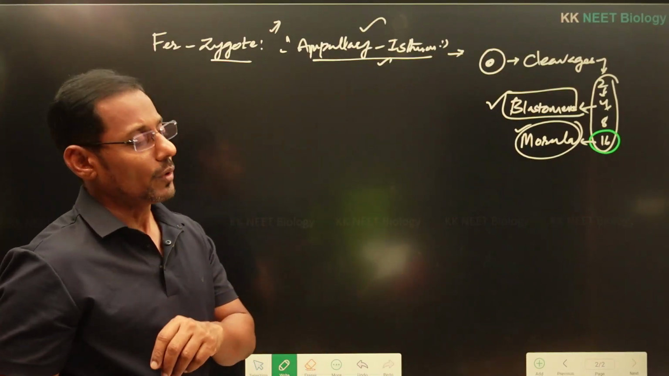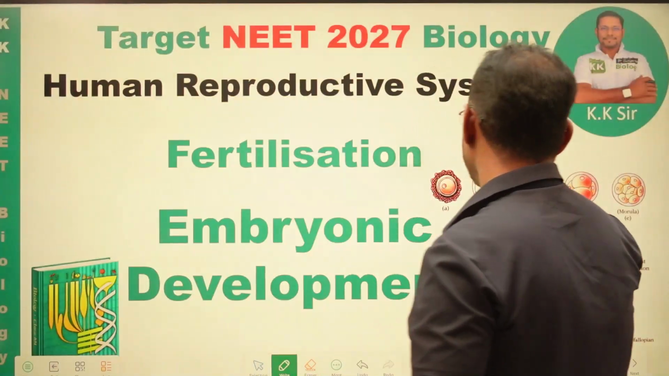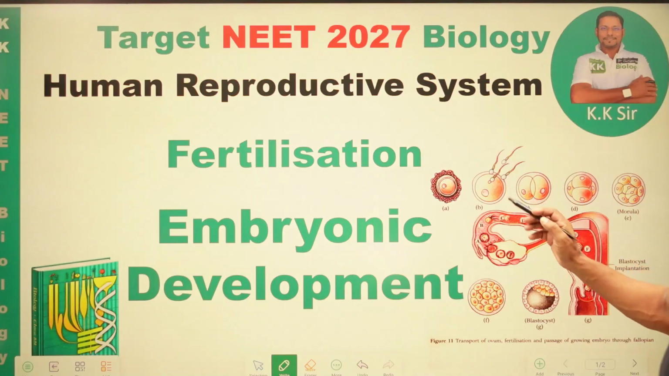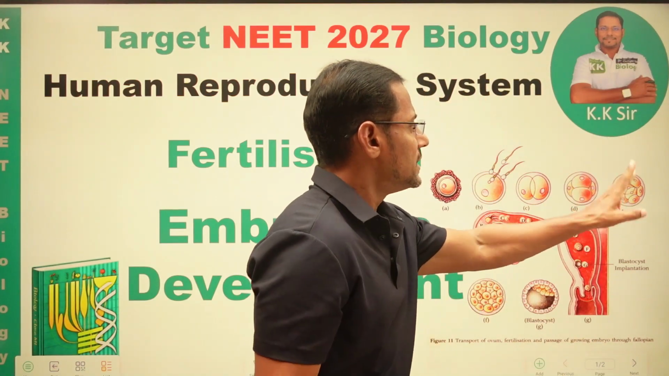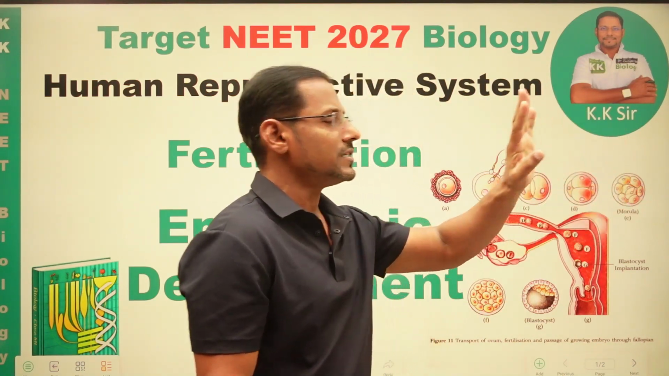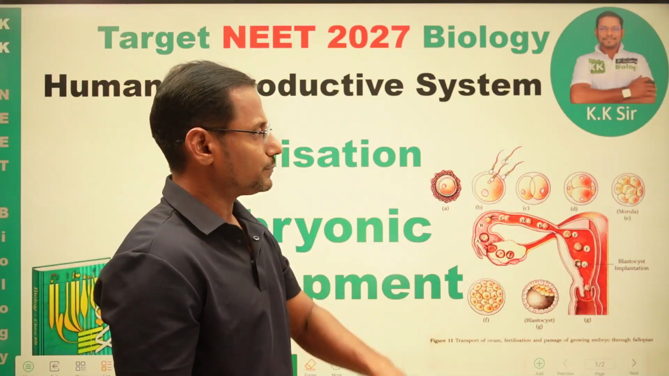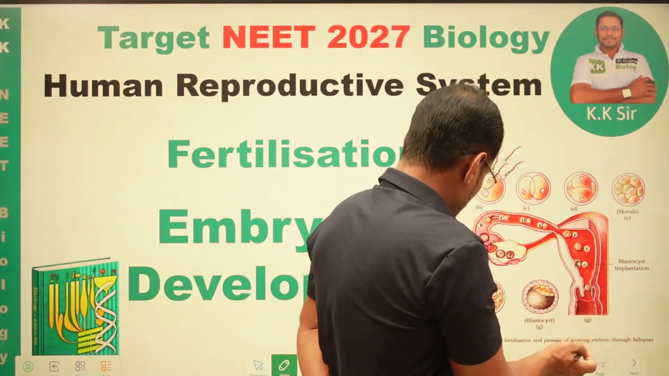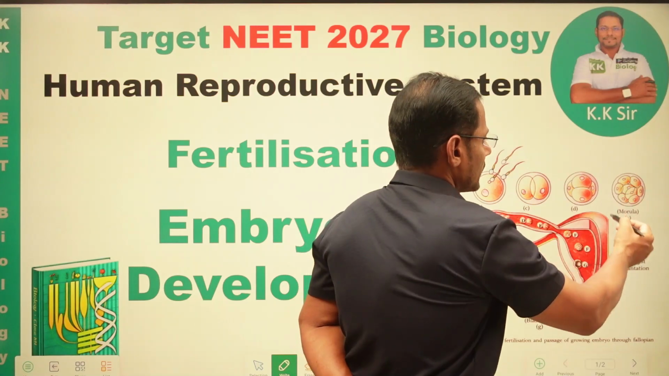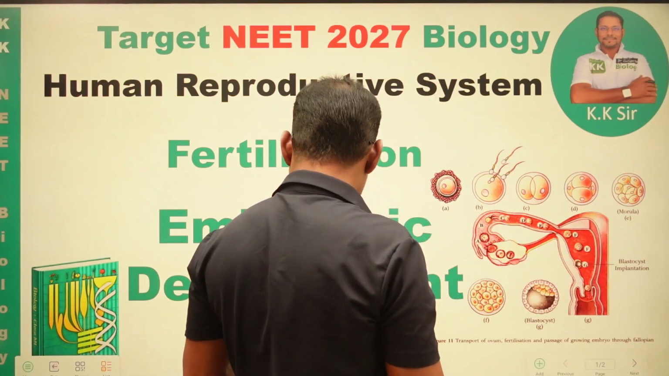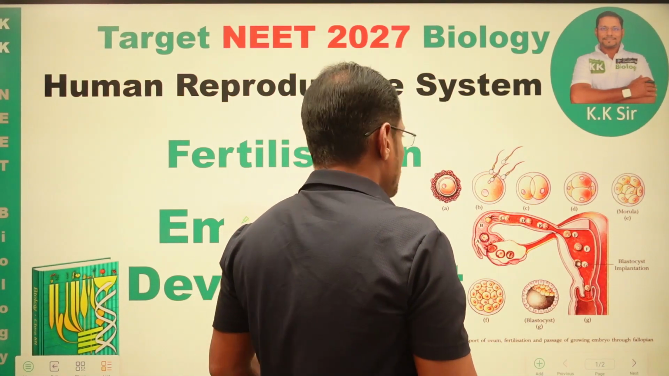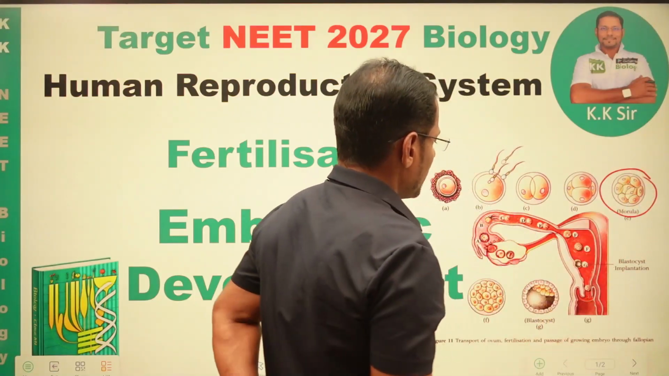Here you have to observe one thing. I'll show you. See here, this is the fertilization process. Here 2 cells, 4 cells, and 16 cells. 16 cells are formed here. So this stage is known as morula. You can easily check it.